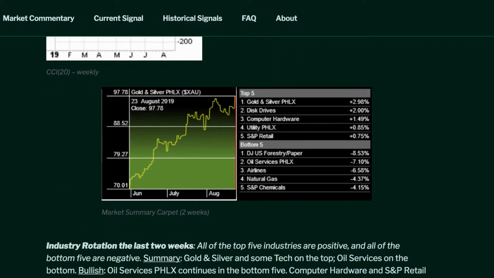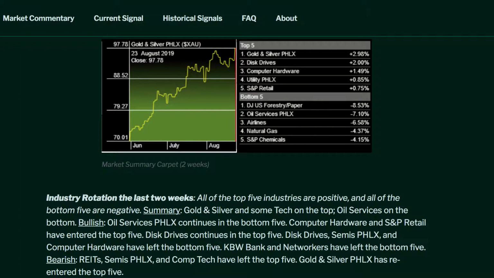Industry rotation the last 2 weeks. All of the top 5 industries are positive, and all of the bottom 5 are negative. Summary: gold and silver and some tech on the top. Oil services on the bottom. Bullish, oil services continues in the bottom 5. Computer hardware and S&P retail have entered the top 5. Disk drives continues in the top 5.